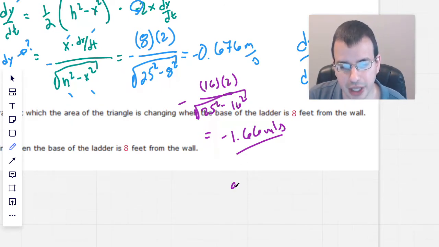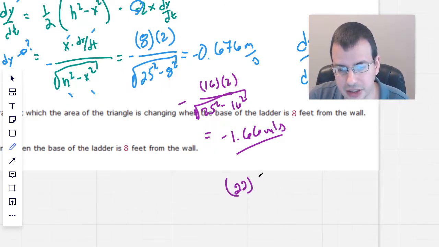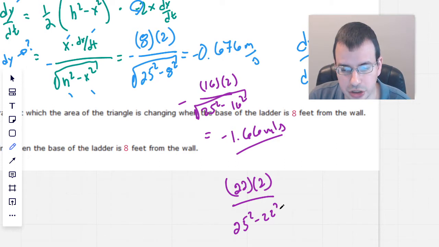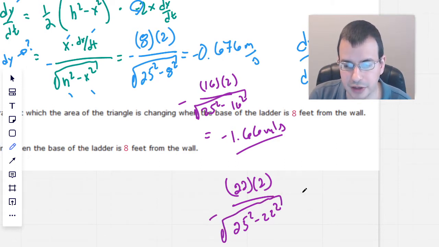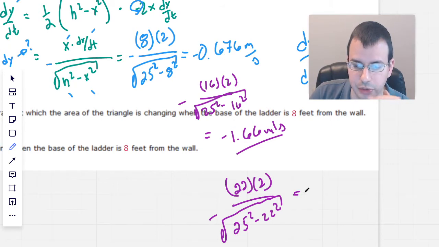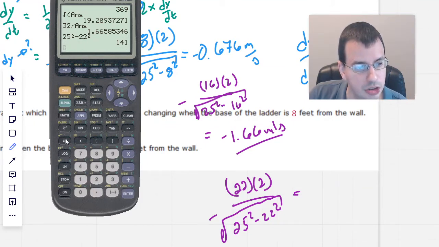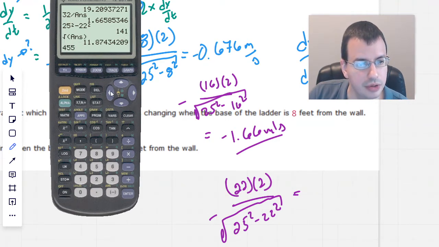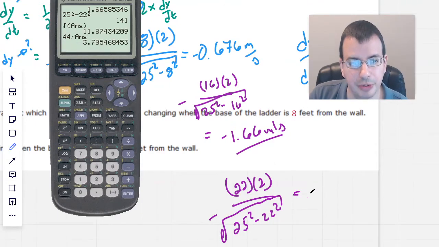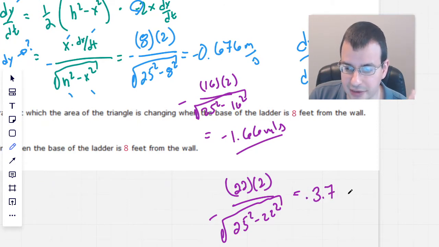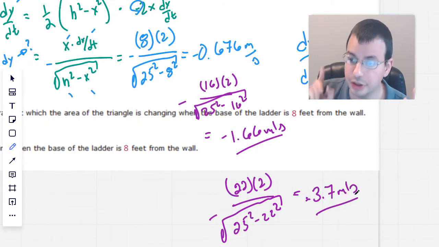So then for 22, we have 22 feet per second times 2 all over the square root of the quantity 25 squared minus 22 squared. Don't forget the negative. Make that an equal sign. Go to the calculator. 25 squared minus 22 squared. Second square root, second answer. 44. Whoa, that went way off the rails. Don't forget the negative. 3.7. Negative 3.7 meters per second.